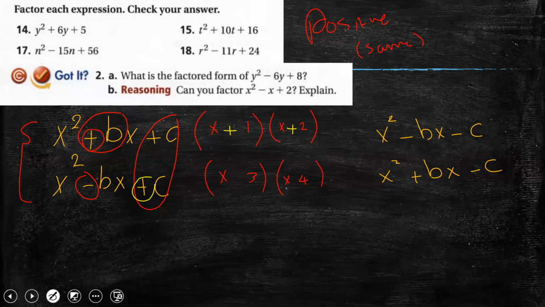Now look at c here. It has a positive. I told you positive means same. Now, same what? I will look at the sign of b. What is the sign of b here? It's minus. That means I will put same minus. Here, same plus.